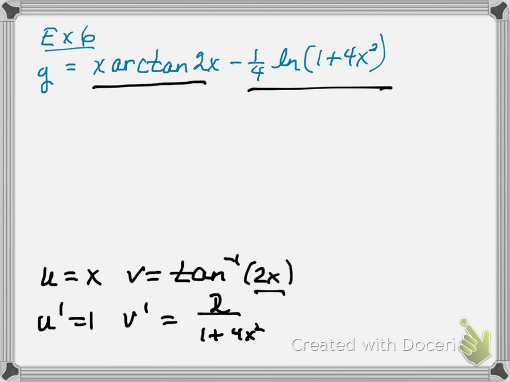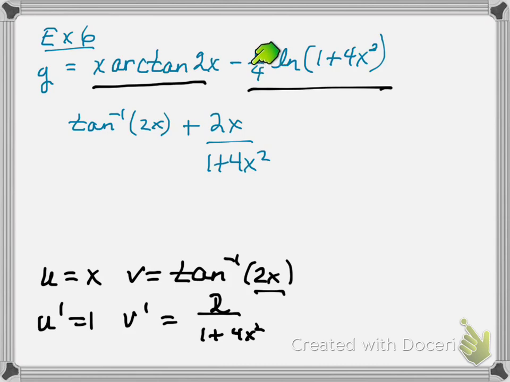So now I'm ready to do the product rule for the first term. I have u prime v plus v prime u. So u prime v is simply going to be inverse tangent of 2x. Just took u prime times v. Now plus v prime times u. V prime times u is this times this. That's like an x over 1, so that would make a 2x on top. So 2x over 1 plus 4x squared.